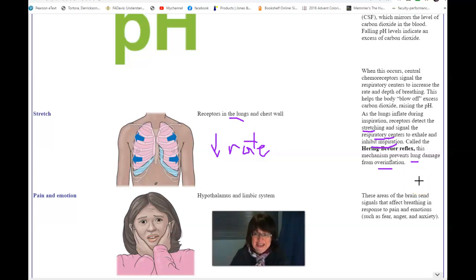The fourth one is detected by pain and emotion, which can either stimulate it or suppress it. Sometimes if you're in pain, you will stop breathing. If you're sad, you will breathe faster. So anytime you see the limbic system, it is in charge of emotions. So your hypothalamus is your master gland, and your limbic system is in charge of emotion.